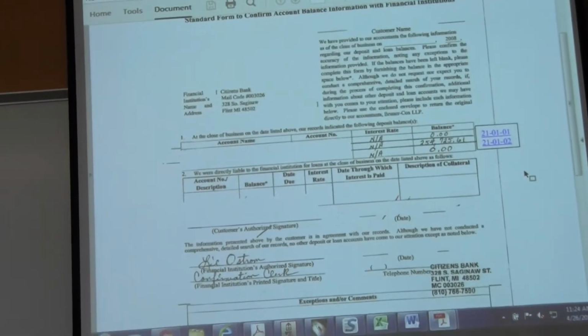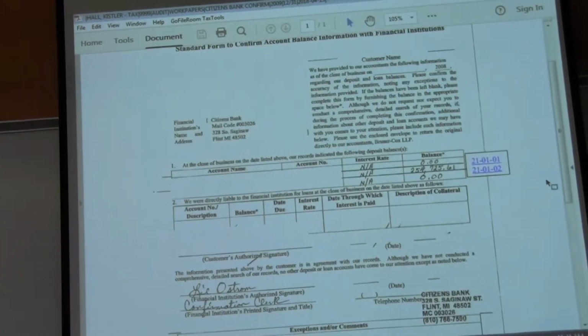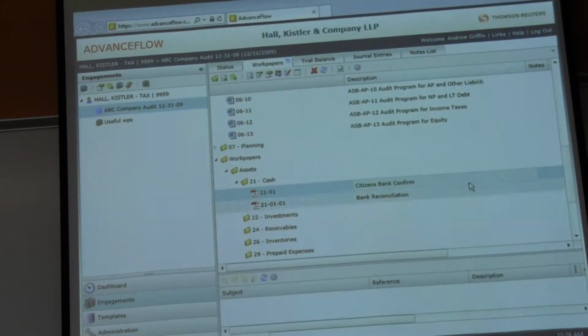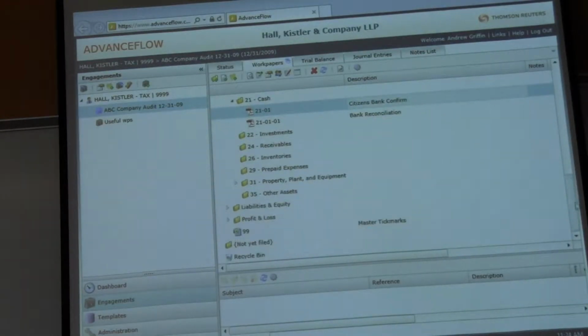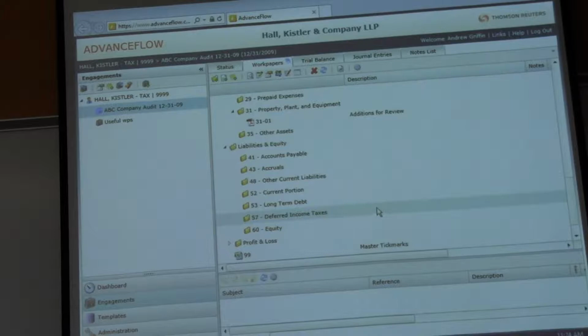Same with accounts receivable. You get an accounts receivable confirmation. This customer, this outside third party, is saying, yes, I owe XYZ company $10,219.27. Boom. And that's what the client has.